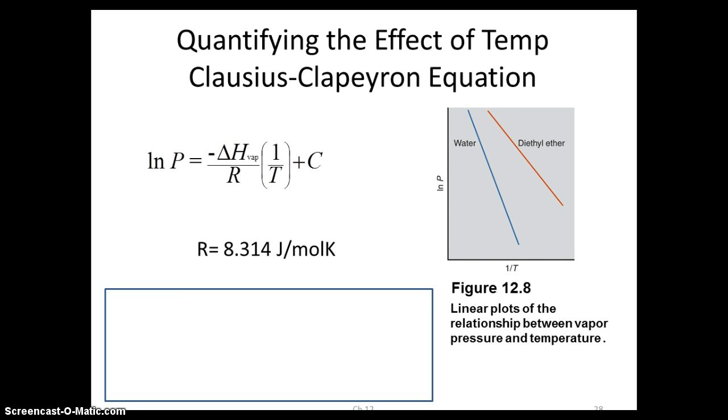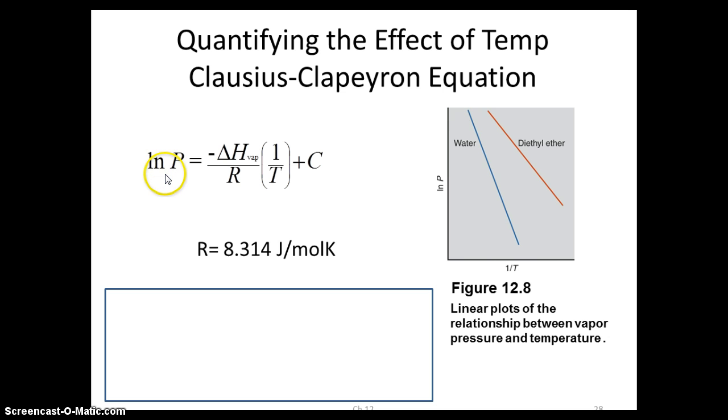Okay, so like before, we talked a lot about the qualitative aspects first. So things like vapor pressure increases as temperature increases, a little bit more conceptual. So now we'll go into quantifying things like the effect of temperature. And this is using the Clausius-Clapeyron equation. So that is shown right here.